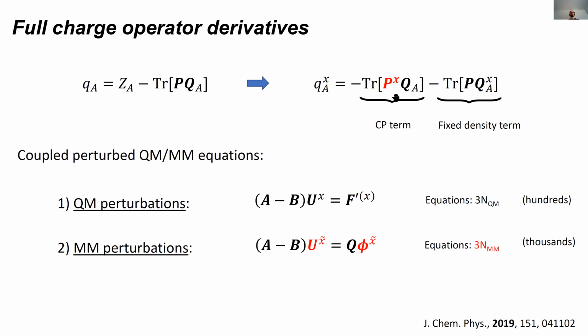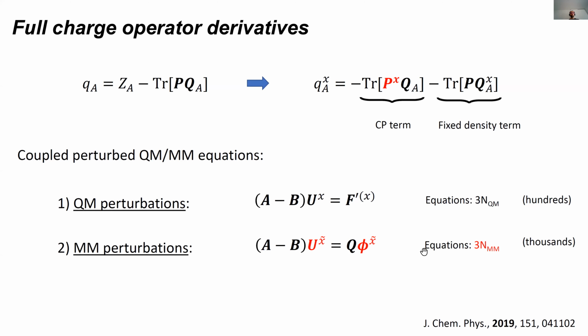So we need to construct the derivative of the density matrix with respect to the atom motions. And here we run into a problem because we have two types of atoms. We have QM atoms and we have MM atoms. That means that we will have two sets of coupled perturbed equations. These are the usual ones that are solved to get the Hessian, but these ones are the new ones that are appearing in the QM/MM equations.